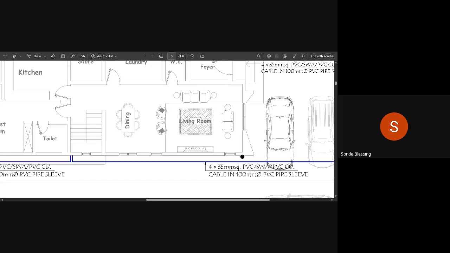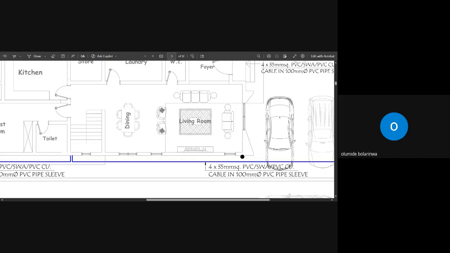2.5. Blessing, please, your background is disturbing us. What is the thickness of your wall, of your block work? 2 to 5. God bless you. So we keep for what? 0.23 or 0.225.